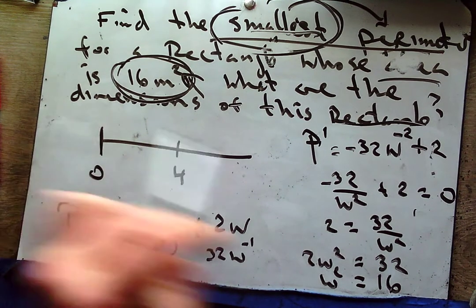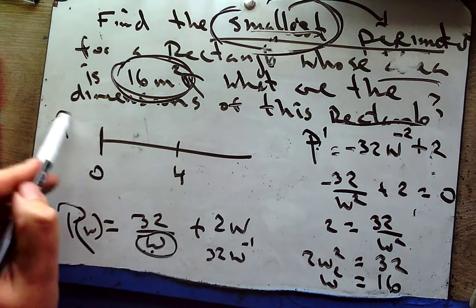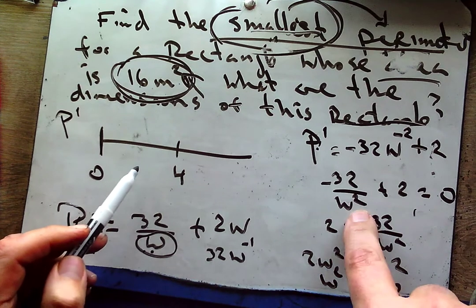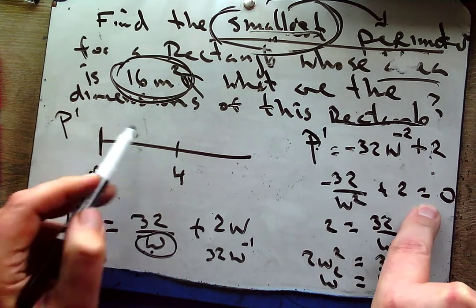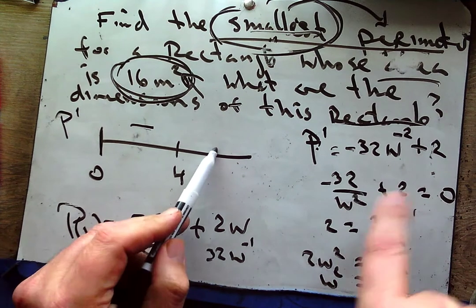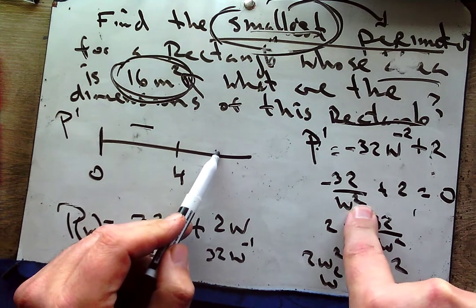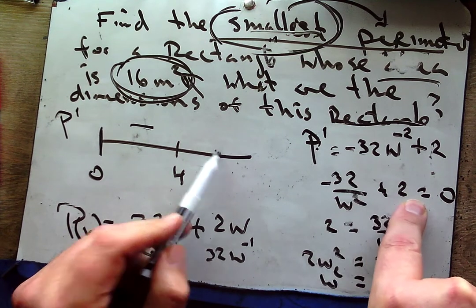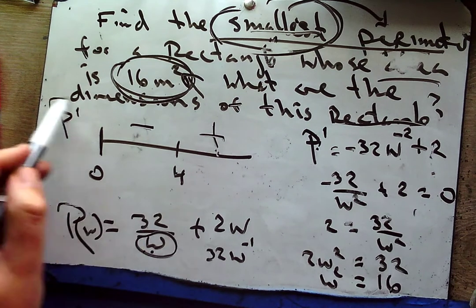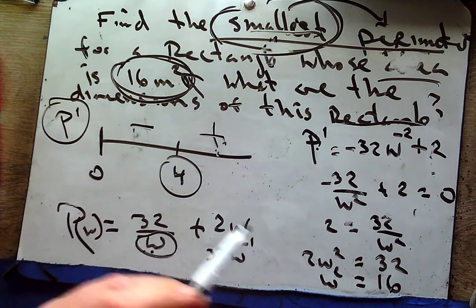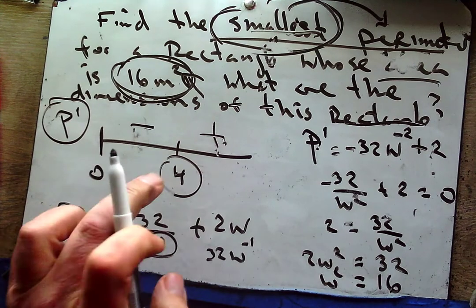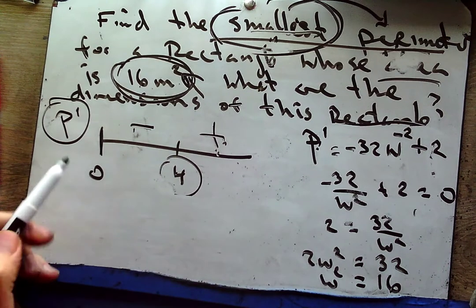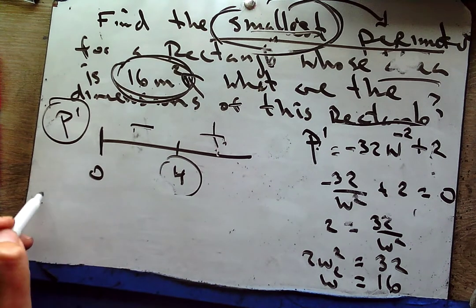So these are W values, and I'm making a P prime sign chart. What happens if I plug a 1 in here? I get negative 32 plus 2. Well, that's definitely negative. And if I plug 10 in here, 10 squared is 100. Negative 32 over 100, well, that's definitely less than 1. Plus 2, positive. Hey, look, my P prime sign chart goes minus plus. Guess what I have there? I have a minimum at W equals 4. And yes, it's a minimum, so you get to write a justification.